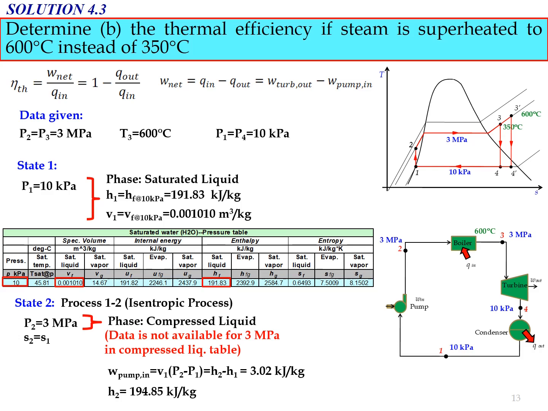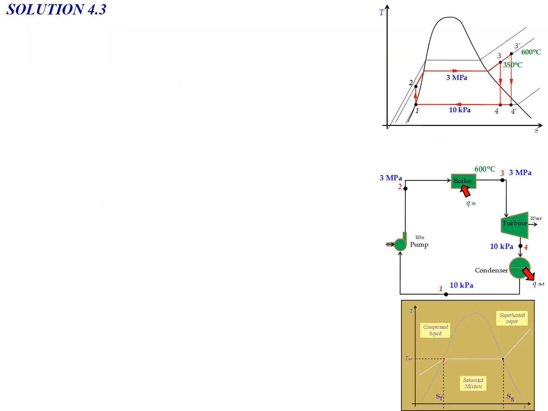Okay, so now for state number 3, which is referred to as state number 3 prime for question B, we need to determine the new value of H3, which is H3 prime. We know P3 equals 3 megapascal. We have a new value of T3, which is 600 degrees Celsius.